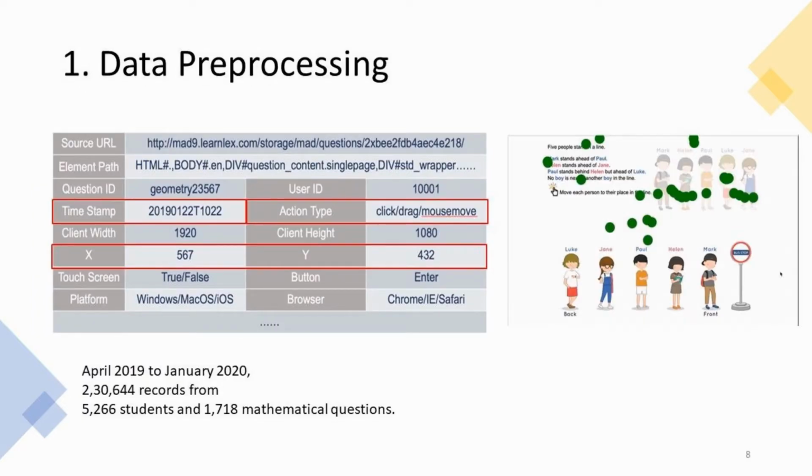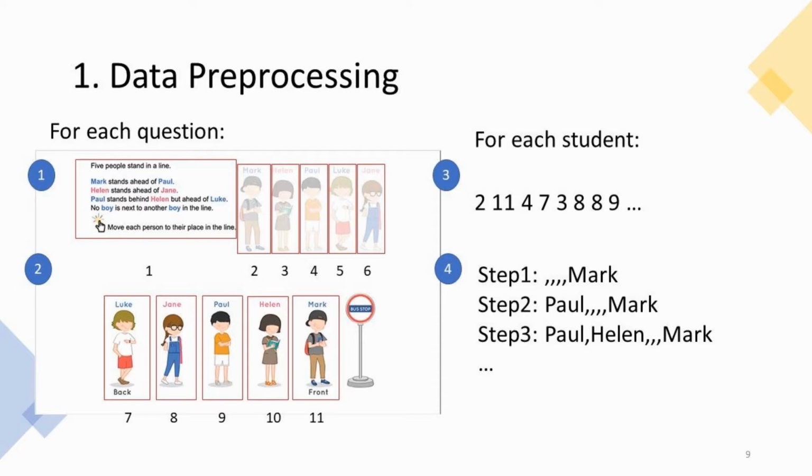In the data pre-processing module, we collected the mouse movement data when students solve the question. It contains the X, Y position and the mouse event on each timestamp. For each question, we first extract the regions of interest by drawing bounding boxes around all graphical components. Then, we number the regions of interest as 1, 2, 3, with an order from the top left to the bottom right. For each student, we generate a region of interest sequence by checking whether each mouse position lies inside one of the regions of interest. We then recover the intermediate answer sequence. For example, here, the student first drags Mark to the last position.